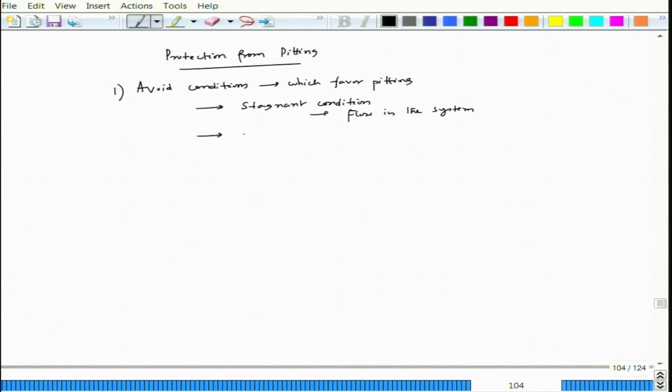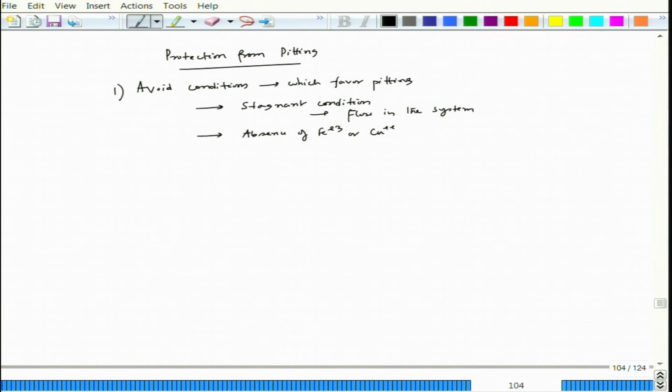Then one can have absence of Fe+3 or Cu++. These are the ions which are oxidizers, and they can also lead to pitting. So if we do not have them, pitting can be avoided. They can come into the system, within this particular container of metal, through the inlet flow.